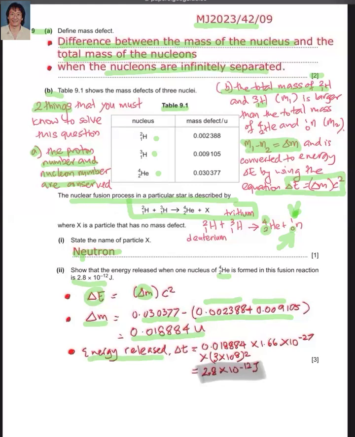But before you can use delta E equals mc squared, you must convert your mass in atomic mass unit to kilogram. We know that 1 atomic mass unit is equal to 1.66 times 10 minus 27 kilogram. Therefore, 0.01884 atomic mass unit times 1.66 times 10 minus 27 will change your atomic mass unit to kilogram. Then you multiply with c squared, that will give you 2.8 times 10 minus 12 joule.